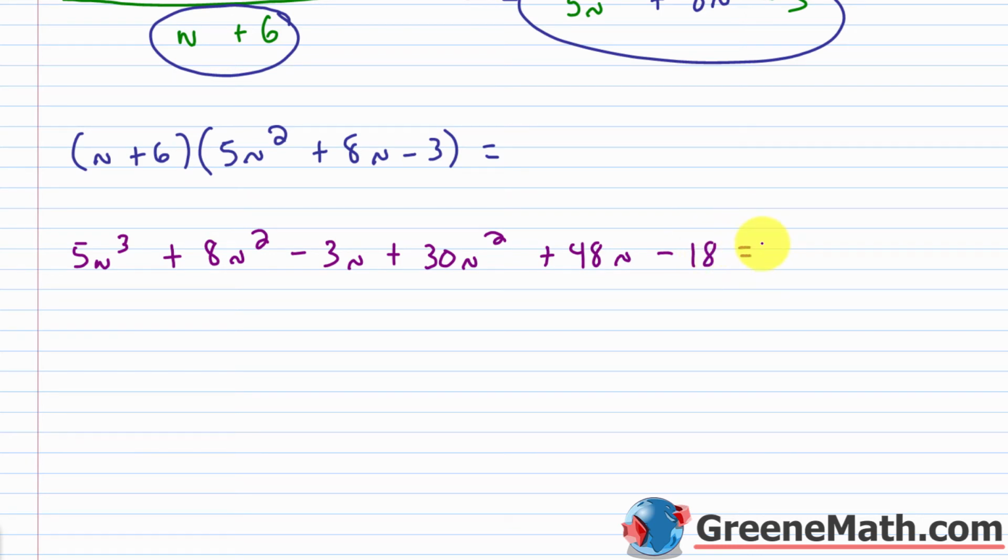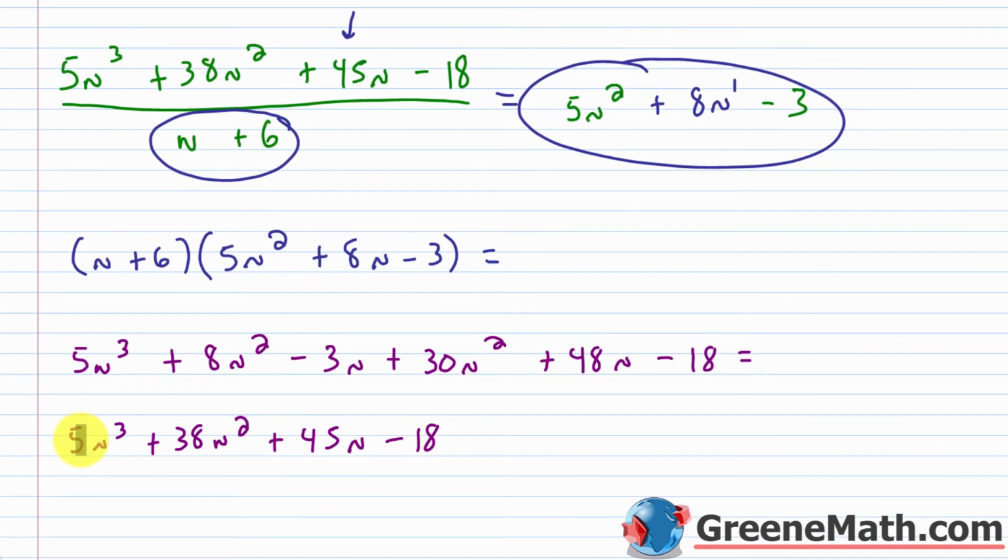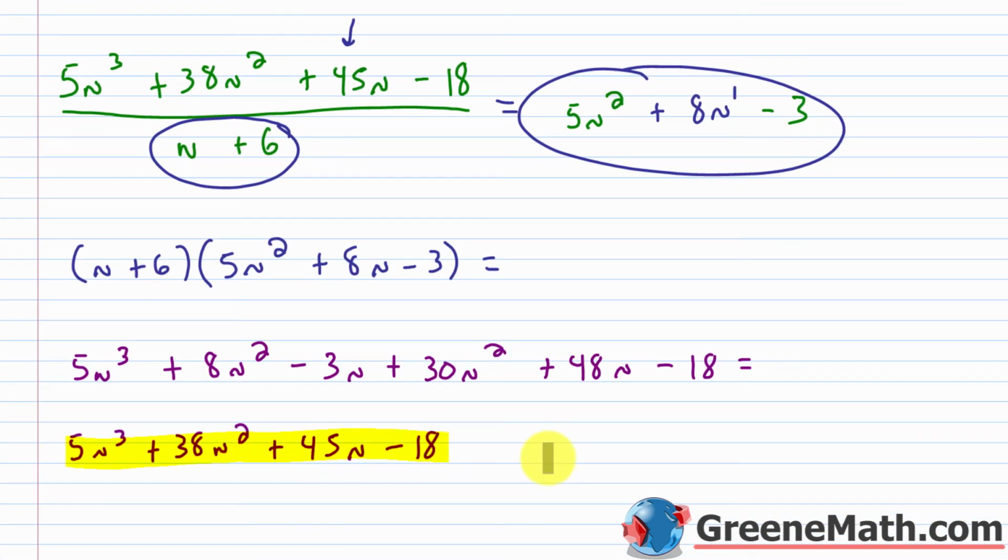All right, so if I combine like terms here, I'll have 5n cubed. And then 8n squared plus 30n squared would be plus 38n squared. And then negative 3n plus 48n would be plus 45n. And then minus 18. Now this is exactly what we had as our dividend. 5n cubed plus 38n squared plus 45n minus 18. So you can see that your division here is correct.